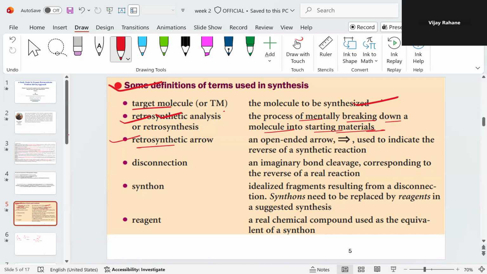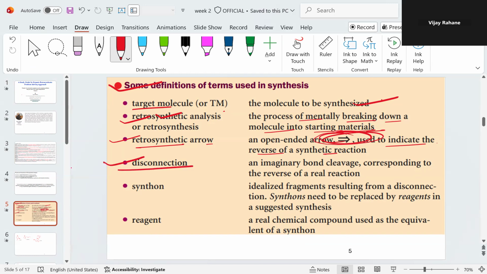The third important point is the retrosynthetic arrow. This is basically shown by such representation, used to indicate the reverse synthetic reactions. We know the forward arrow, and in the retrosynthesis we are going to use this type of arrow to show the reverse synthetic reactions.